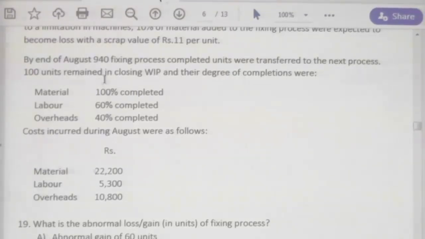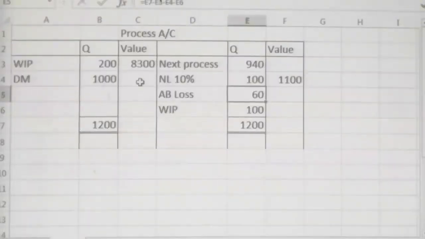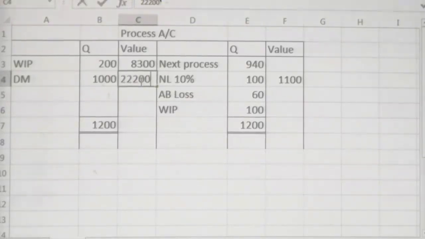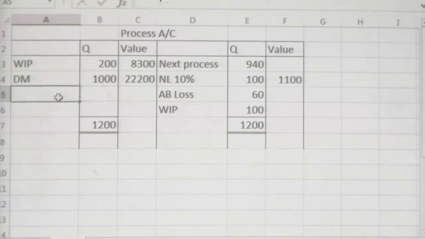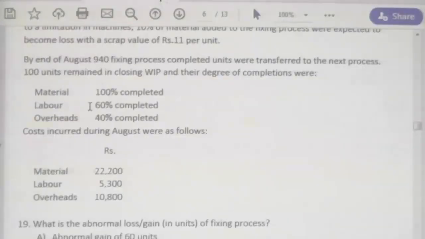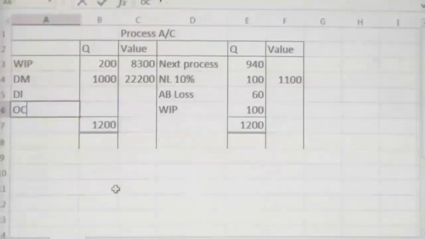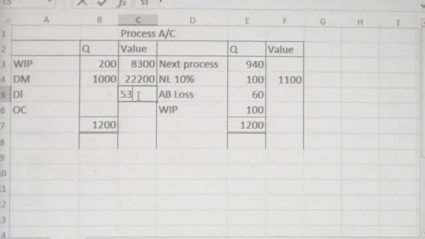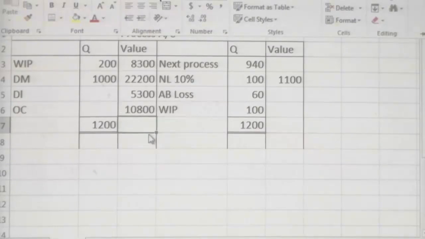After the percentage of completion in the closing work in progress, they have mentioned the cost introduced during the month. Material 22,200 cost incurred. In addition to that, they have incurred direct labor and other cost. Let's see what the values are: 5,300 and 10,800.